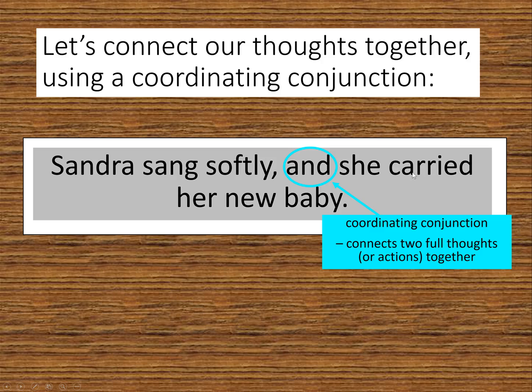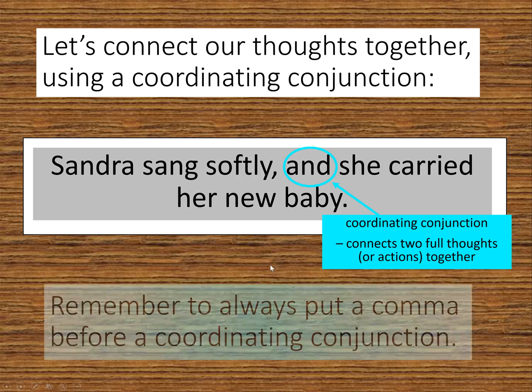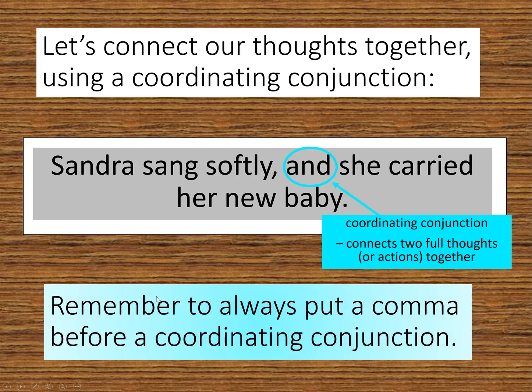Right? So again, the coordinating conjunction, it connects 2 full thoughts or actions together. So we've taken 2 sentences and put them into one. Our first sentence was, Sandra sang softly. Our second sentence was, she carried her new baby. But instead of having 2 separate sentences, we just have one sentence. Sandra sang softly, comma, and she carried her new baby. Sandra sang softly, and she carried her new baby. So the most important thing here is to remember to always put a comma before a coordinating conjunction.